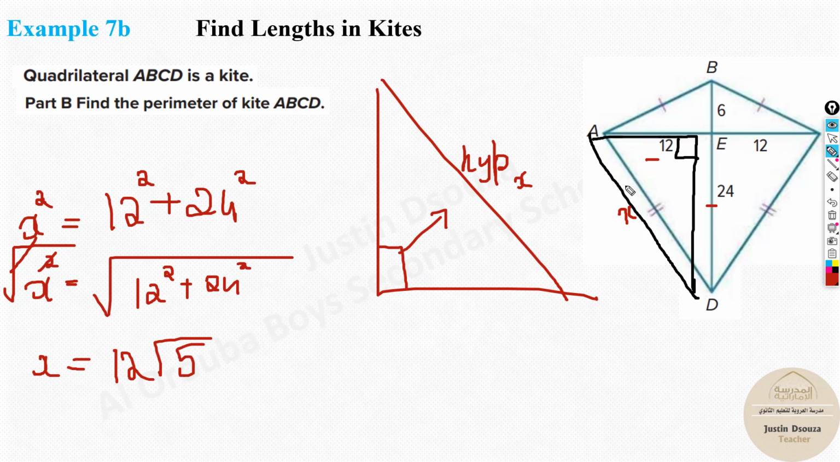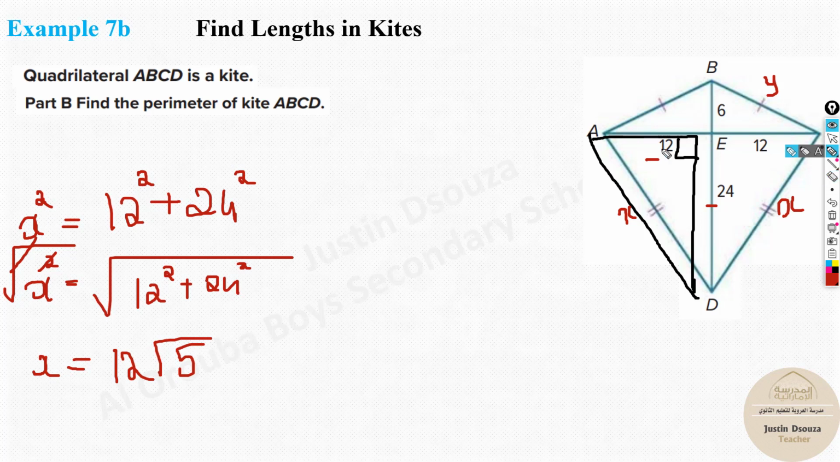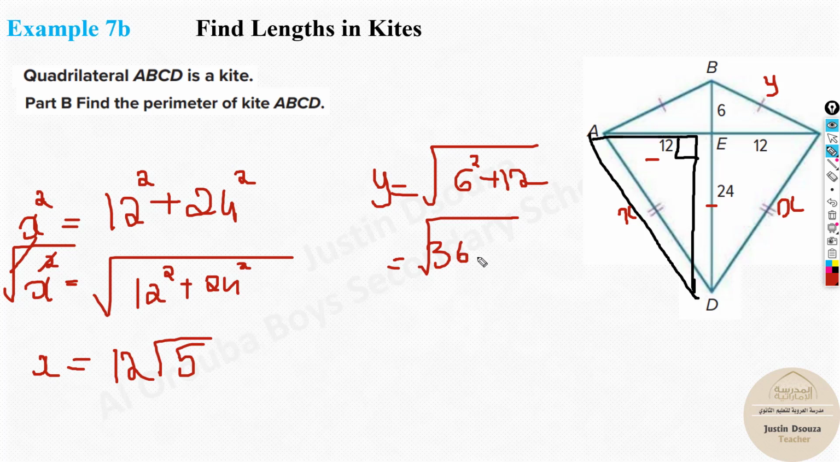Now, this is 12 root 5, then this is also x. Now, what about this side? Let's take it as y. We know 6 and 12, we will do the same hypotenuse Pythagoras theorem here. Y would be equal to, I'll directly write, square root of 6 squared plus 12 squared. That would be equal to 36 plus 144. That's equal to square root of 180.